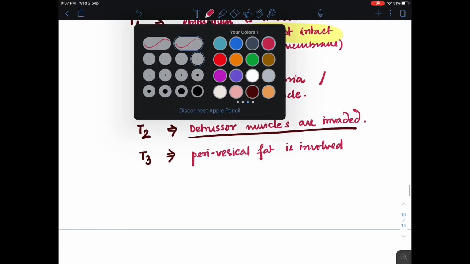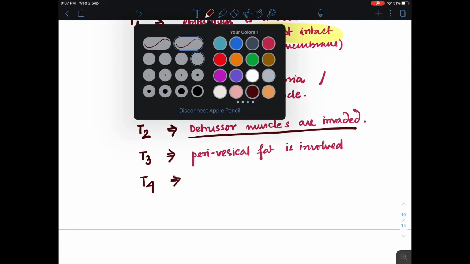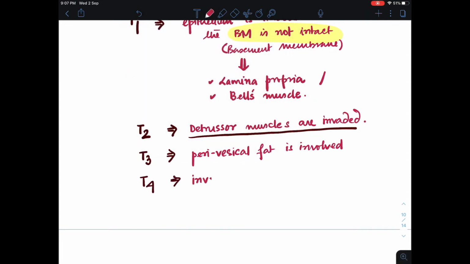Now the next stage, T4, is involvement of surrounding organs. That is, it can go to the peritoneal organs, abdominal organs, or it can go to the ureters and the other genital systems.